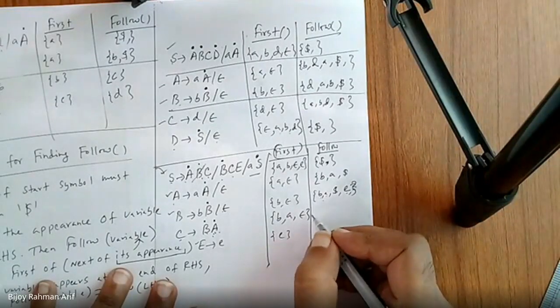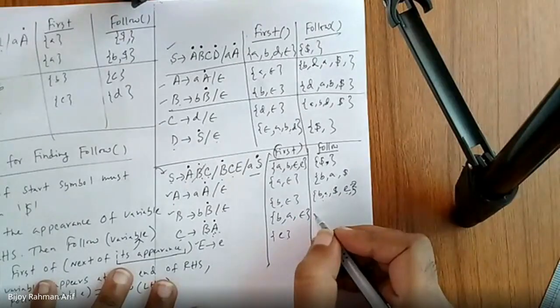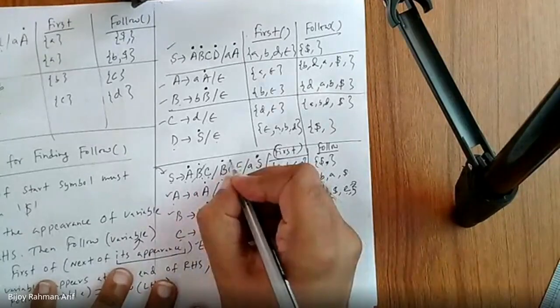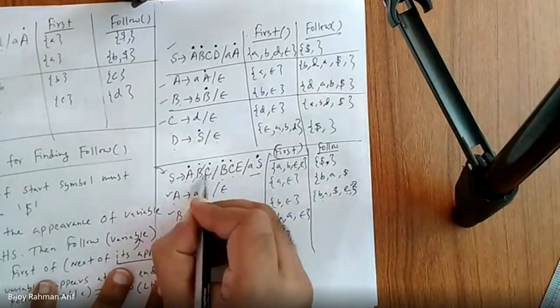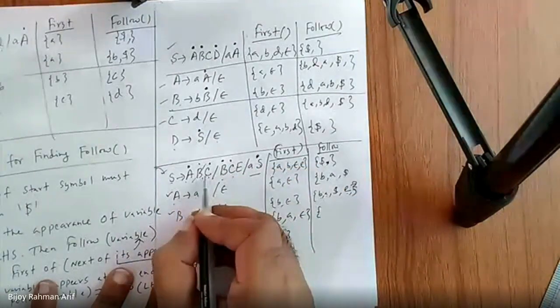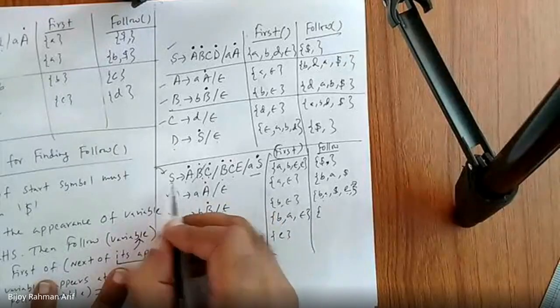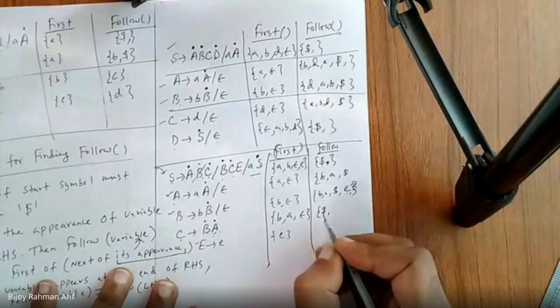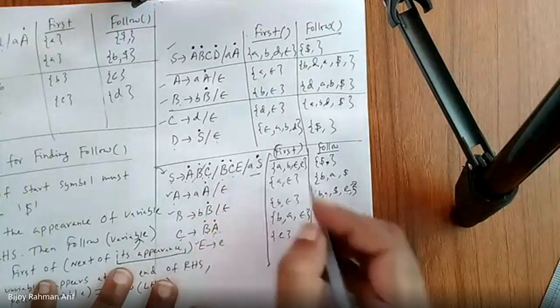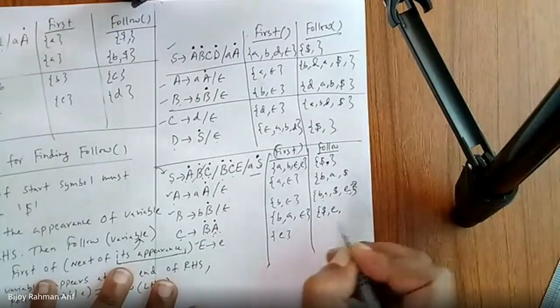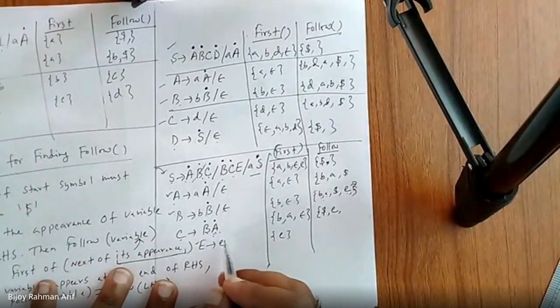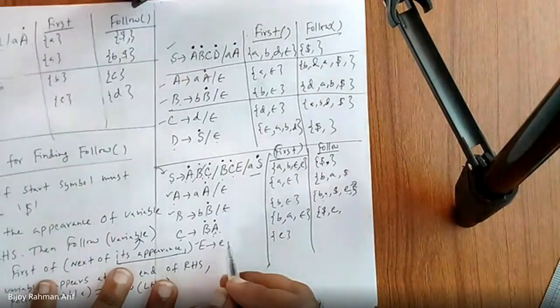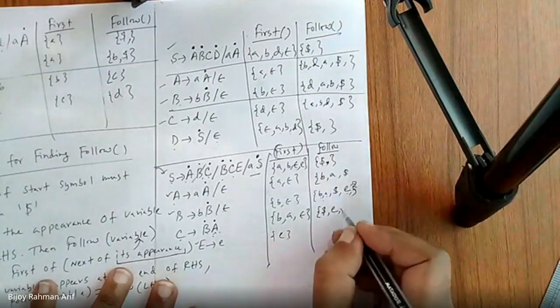Let's go over here. Now we have to find out follow of C. Follow of C appears here and here. For this one, follow of C is nothing but follow of S, which is nothing but dollar. For this one, follow of C is nothing but first of E. So E. And then anywhere else? Anywhere else? No, sir. So we are done.